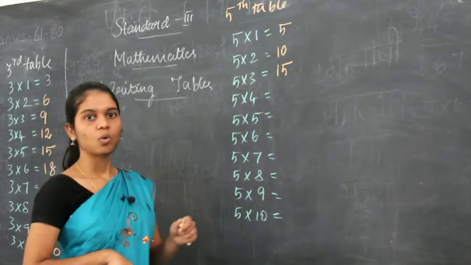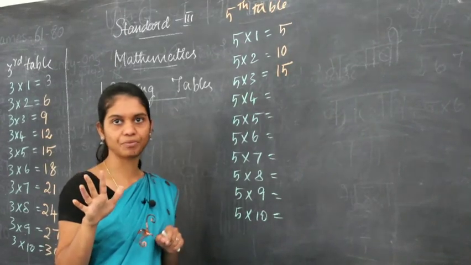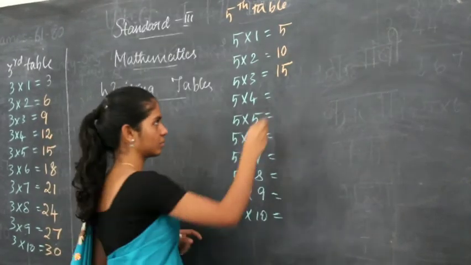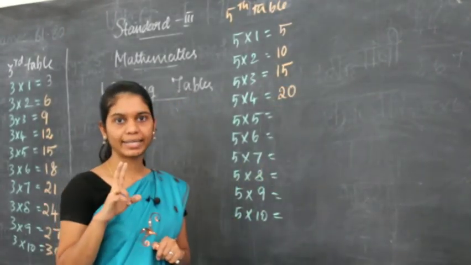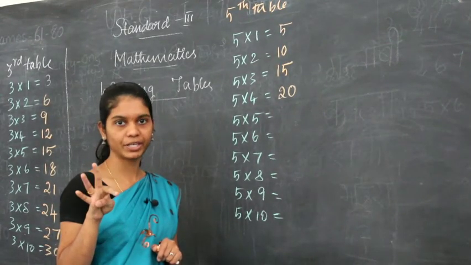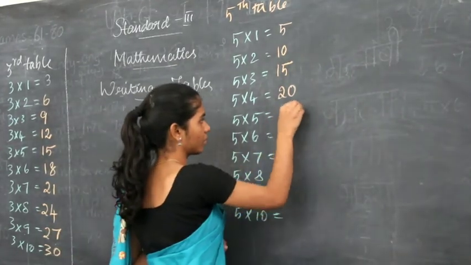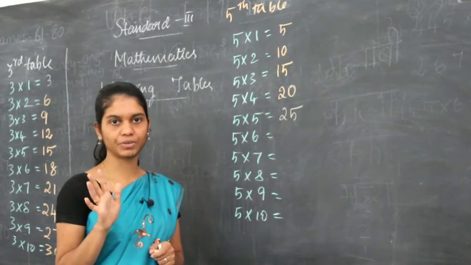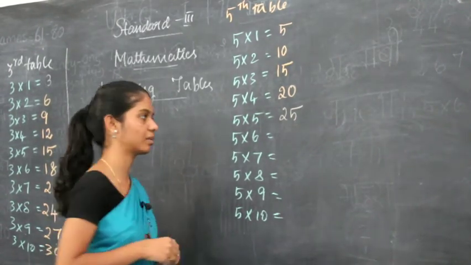So next, what you should do is 15 in your mind, 5 in your finger. After 15, 16, 17, 18, 19, 20. So you got 20 here. 20 in your mind, 5 in your finger. After 20, 21, 22, 23, 24, 25. So now you got 25. So 25 in your mind, 5 in your finger. After 25, 26, 27, 28, 29, 30.